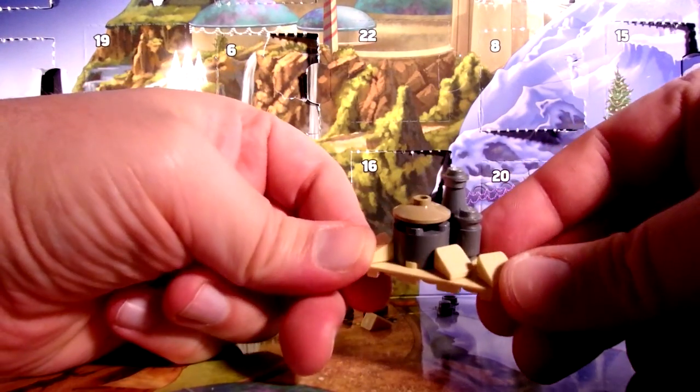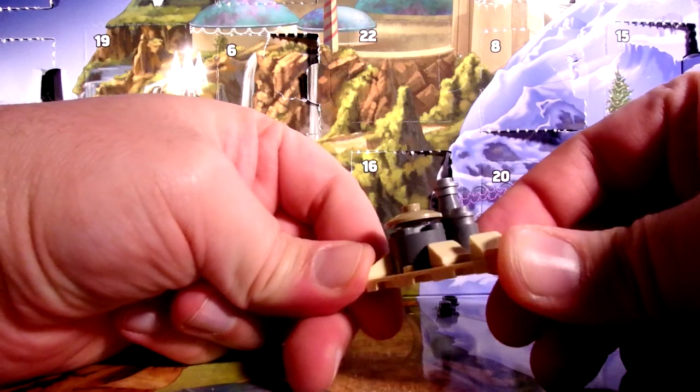There we go. We have a minifigure replica of Jabba the Hutt's palace. Pretty neat.